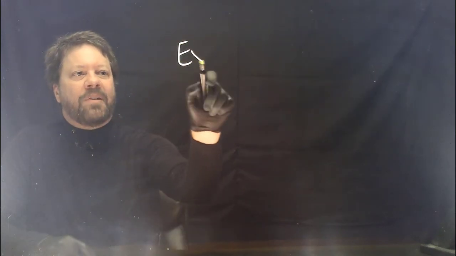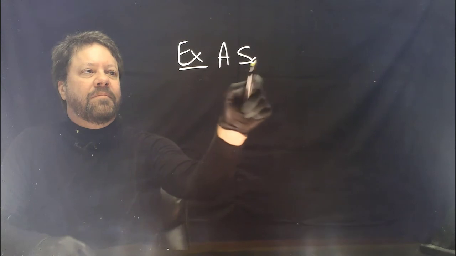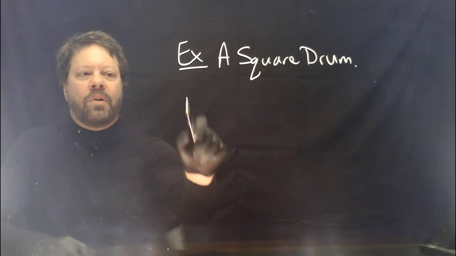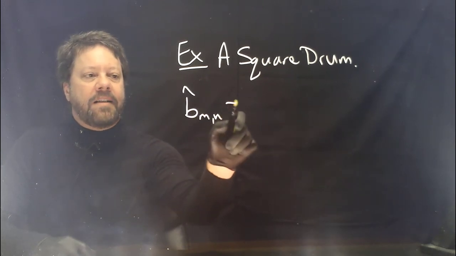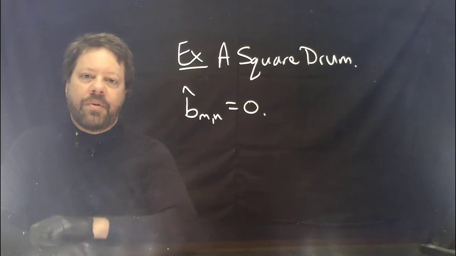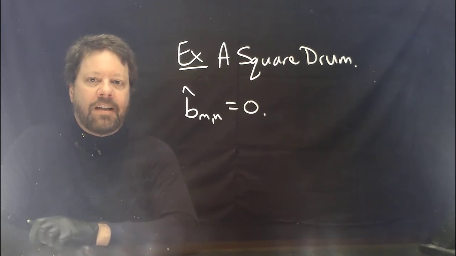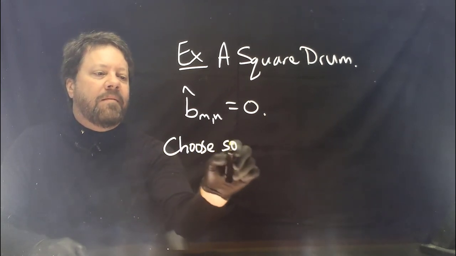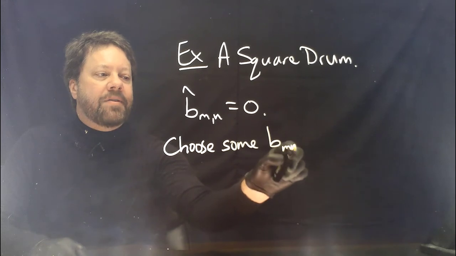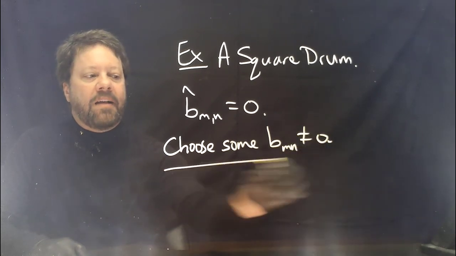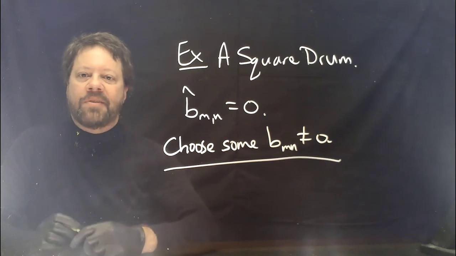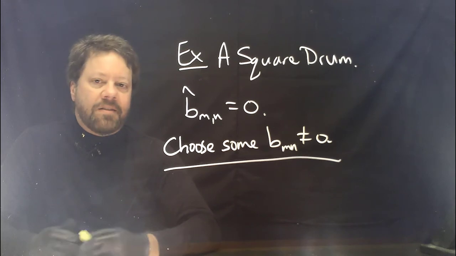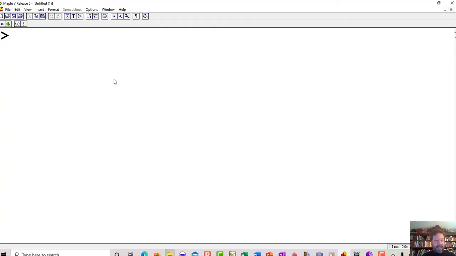Let's look at an example of a square drum. We'll assume that all of the initial velocity coefficients are 0, so it is not moving initially, but it is initially displaced. We'll choose some of the BMNs to be not 0, and we'll look at different values that we choose and see what happens to the drum and how it vibrates with different values of these B's not 0. We're going to animate the drum.